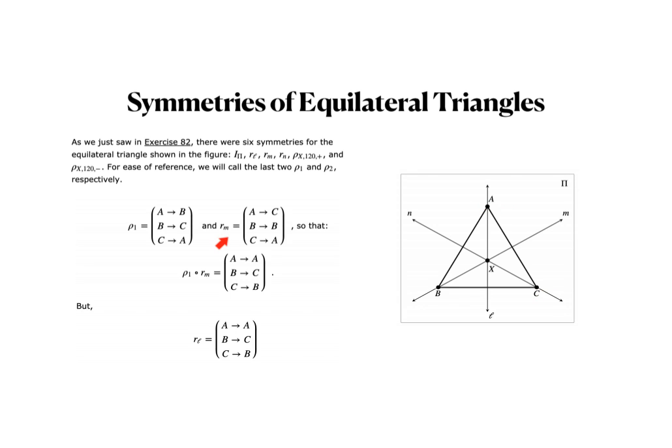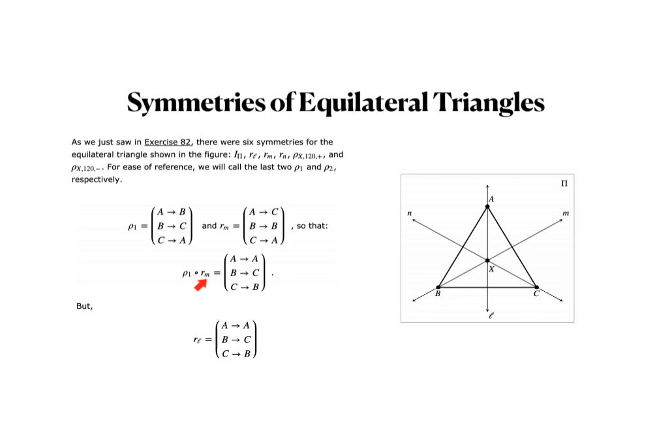If I want to talk about where the vertices go under a line reflection, such as reflection over line M, B goes to B, but A goes to C, and C goes to A. So we can define all of these mappings by talking about where the vertices go. And we can compose mappings together.